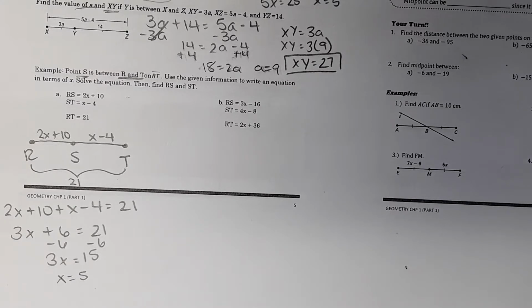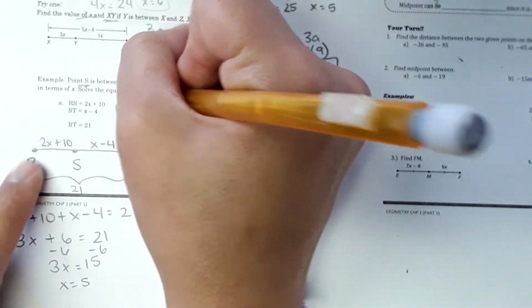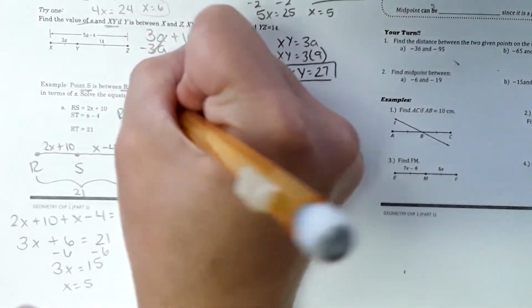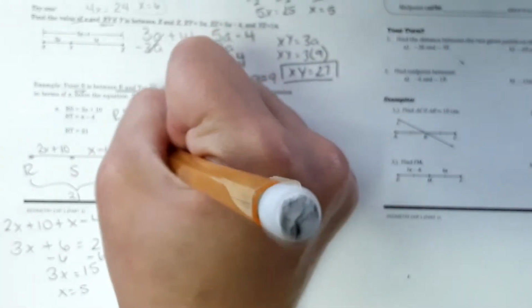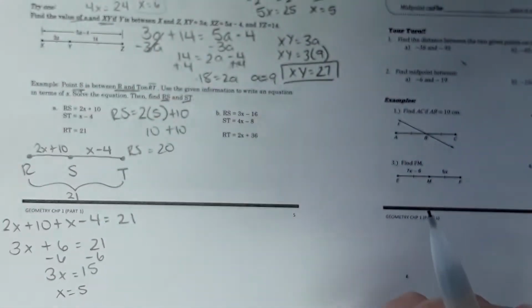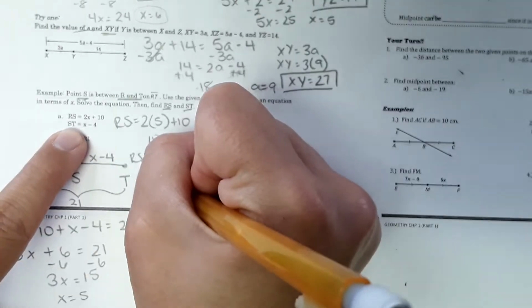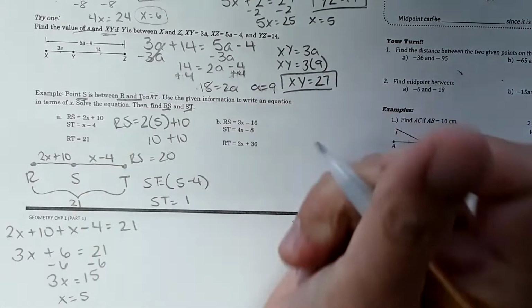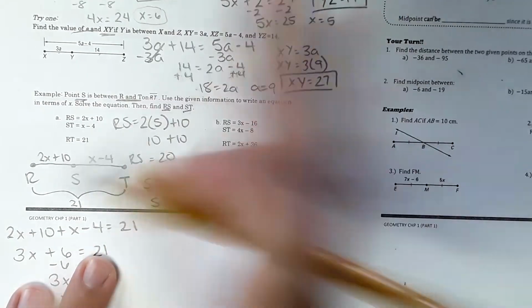And then we take the 5 and we plug it back in. So it wants us to find the length of RS and ST. So 2 times 5 plus 10, and then for ST should be 5 minus 4, which is 1. ST equals 1. I don't know why I used parentheses there. I don't need them.